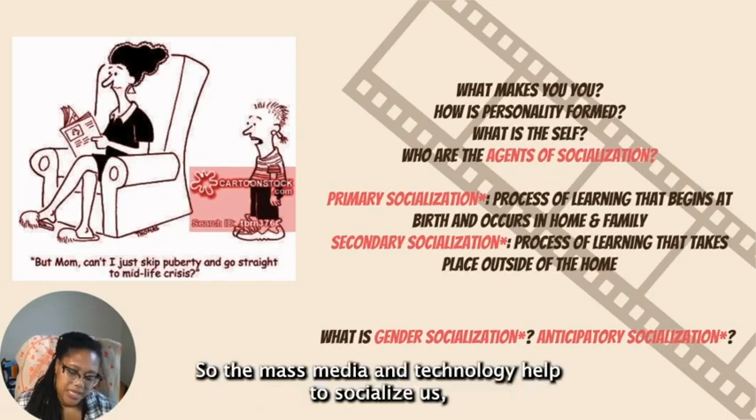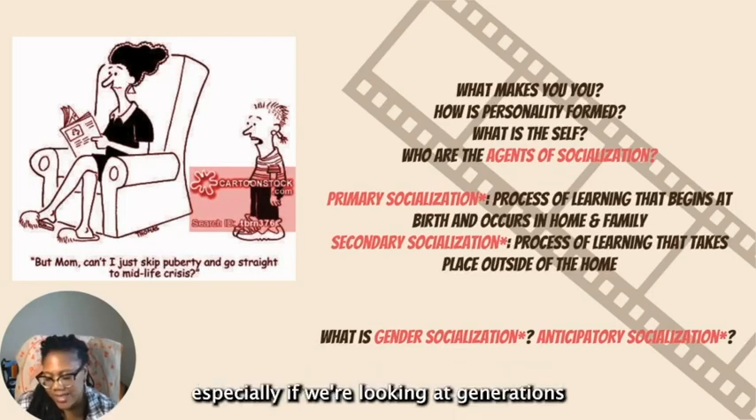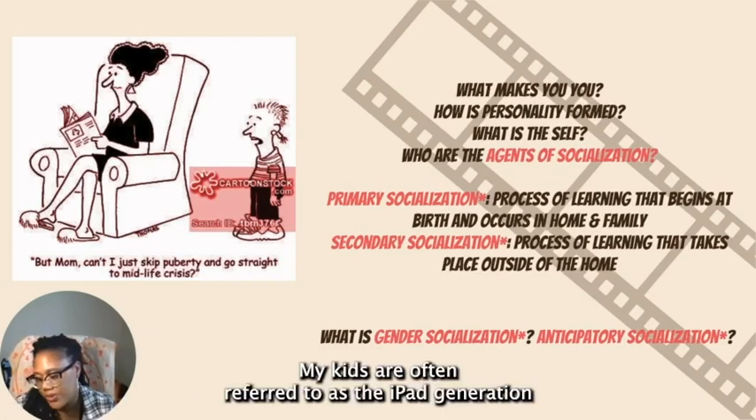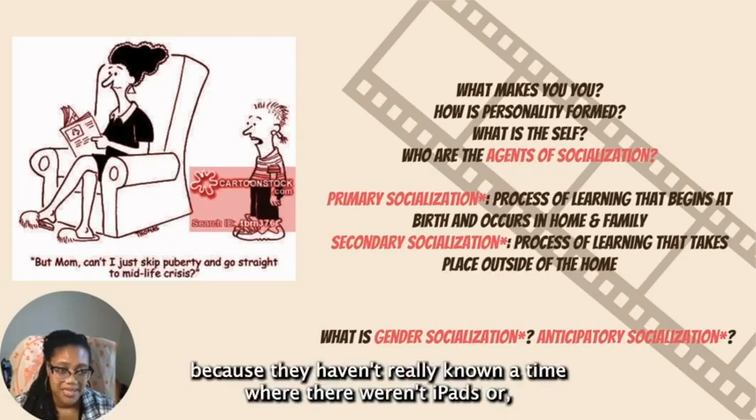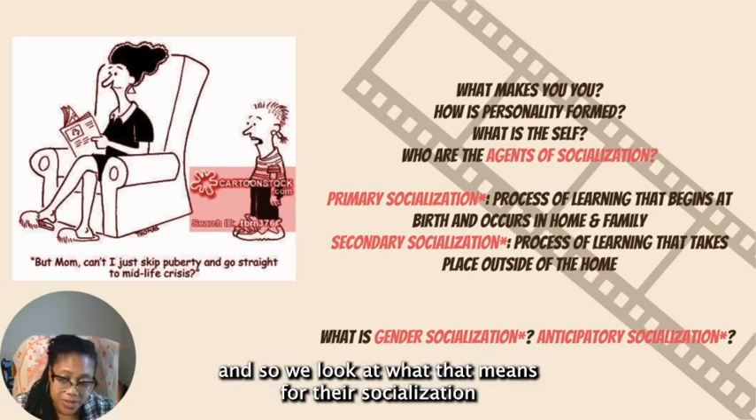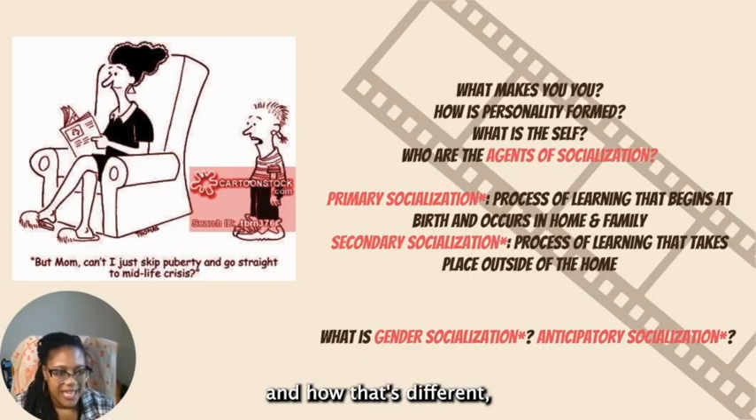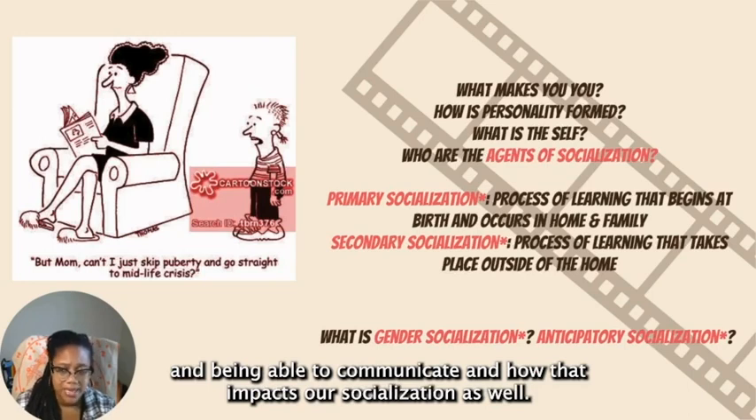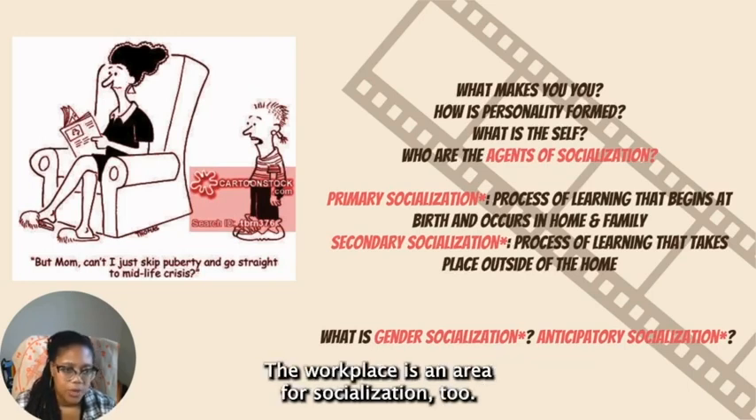And some other agents of socialization you'll find familiar, because they are representing those social institutions again. So the mass media and technology help to socialize us, especially if we're looking at generations and what technology has been available and how it's been used. I love it. My kids are often referred to as the iPad generation, because they haven't really known a time where there weren't iPads or these very portable devices full of information and entertainment at hand. And so we look at what that means for their socialization and how that's different. But also just the availability of information and being able to communicate and how that impacts our socialization as well.